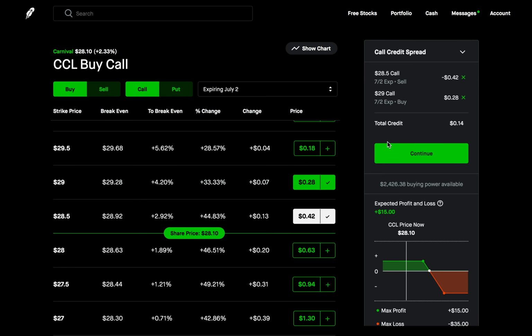Now, ultimately, just these two alone is a call credit spread, which I'm sure you're all familiar with. So with a call credit spread, ultimately you receive a credit. I'm going to receive $14 if I were to enter this call credit spread.